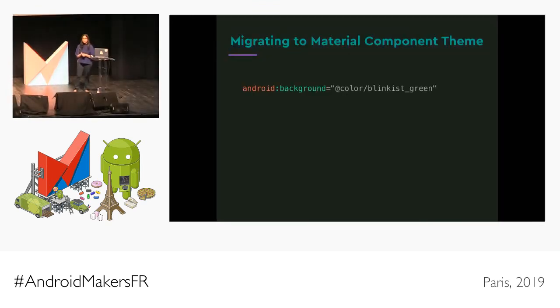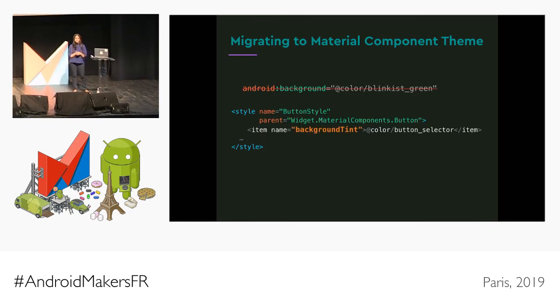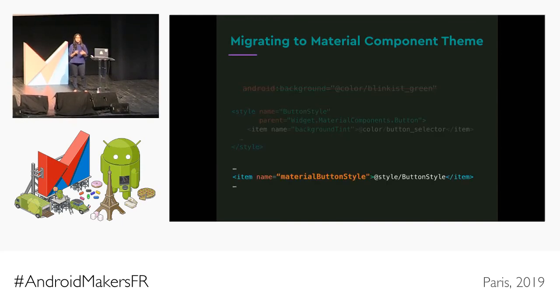And the first thing to note when you migrate to the material component theme is that all the buttons are inflated as material buttons by default. And this is currently with buttons only. So what this means is that if you were using android:background before to style the background of your buttons, that does not work anymore. You have to use background tint now, and it only takes a color or color state list. And if you want to apply consistent button styling to all of the buttons in your app, then you can use this materialButtonStyle default style attribute in your theme, and now all of the buttons in your app will have this button style.